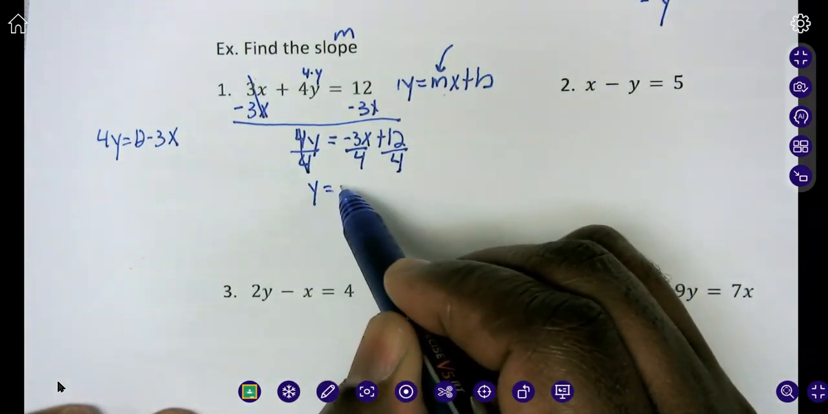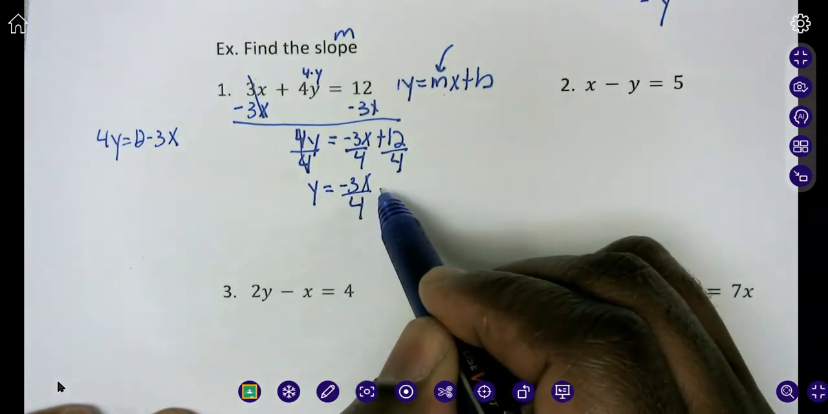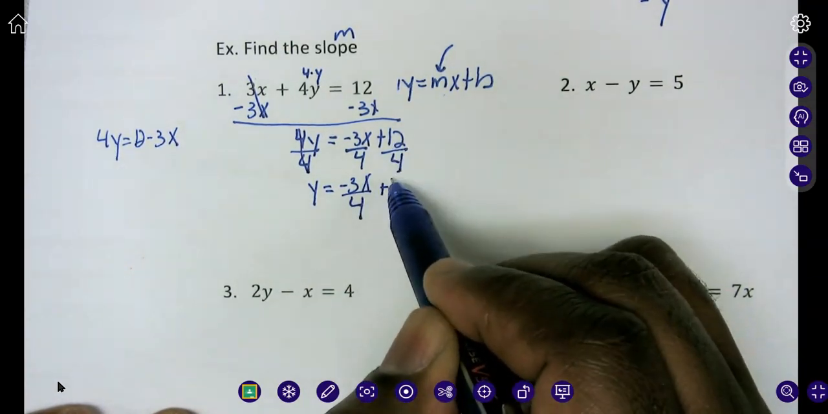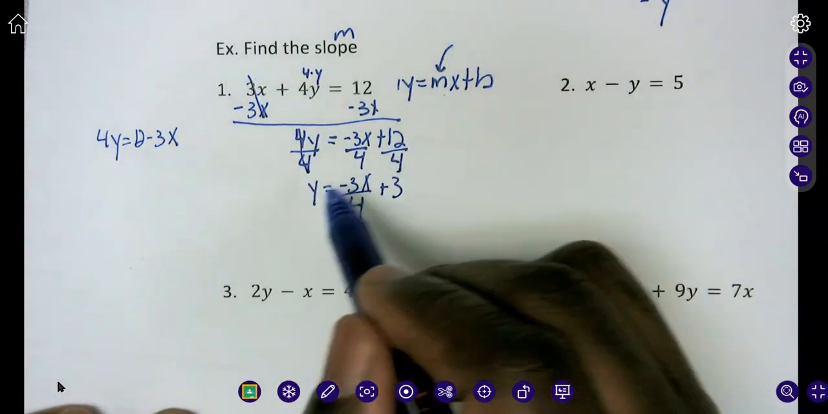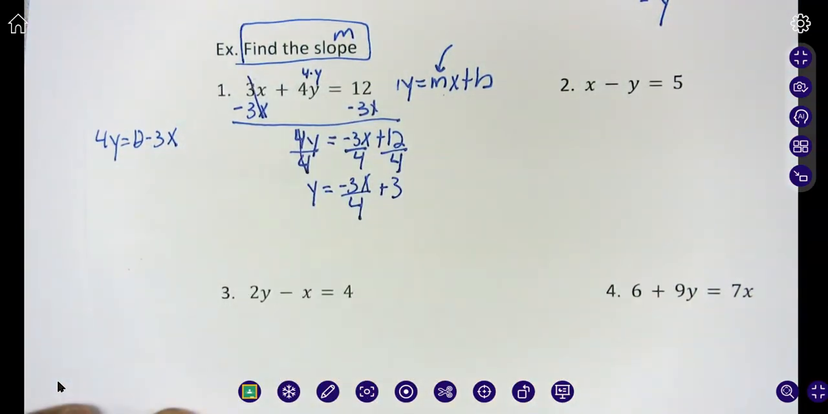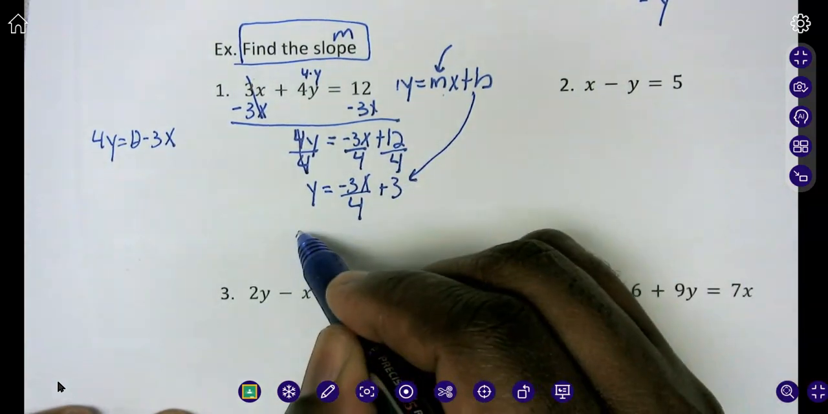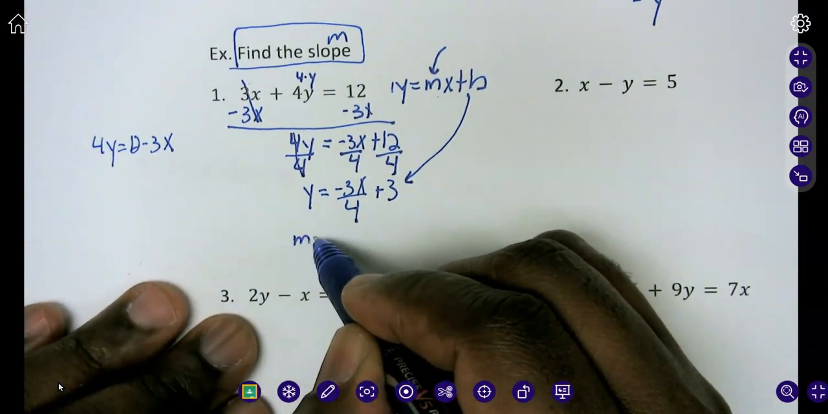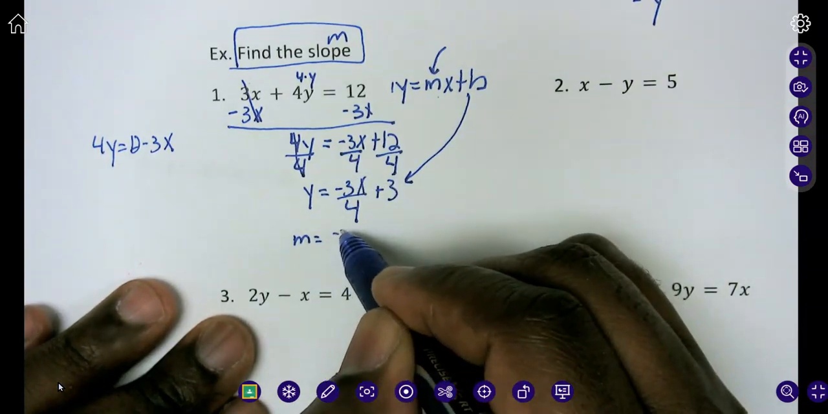That cancels out. I don't turn this into a decimal. I keep it like that. Plus 3, 12 divided by 4. Now, this whole thing is not my answer because all I'm asking you for is the slope. What is the slope in this? Once it looks like this equation, the slope is simply the number that's in front of or with your x.